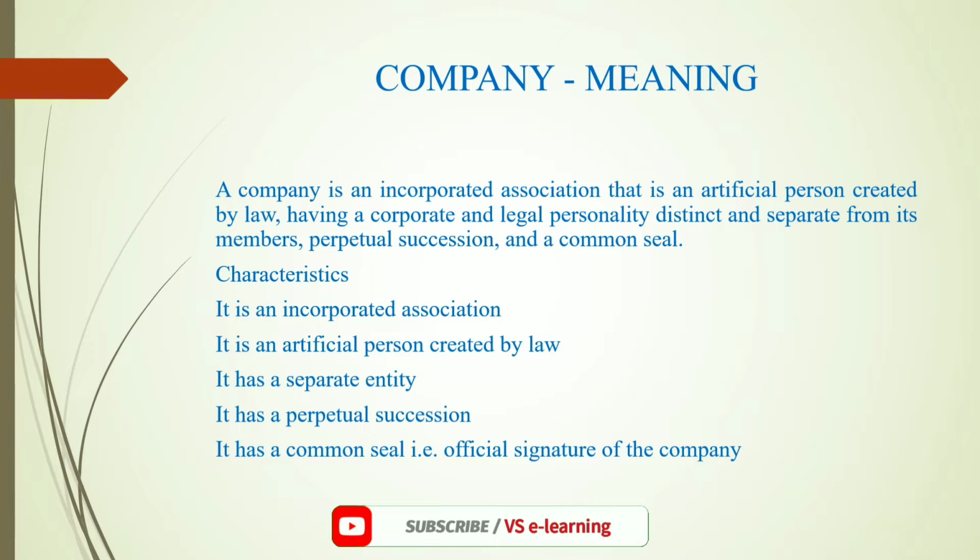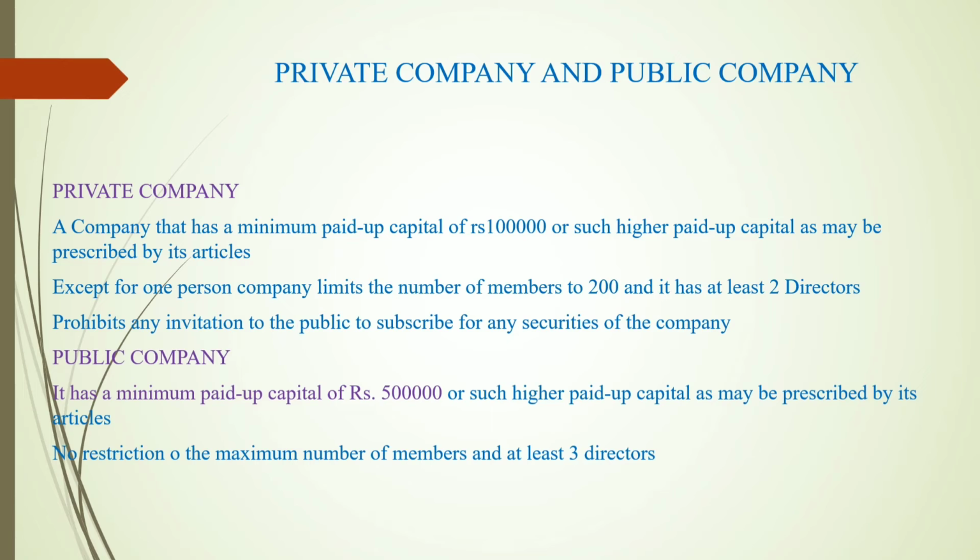First we should know what is the meaning of company. A company is an incorporated association that is an artificial person. It has been created by law and has a legal personality distinct and separate from its members, perpetual succession and a common seal. So its characteristics are also given here: the company is an incorporated association and it is an artificial person created by law. It has a separate entity, it has perpetual succession, it has a common seal, that is the official signature of the company.